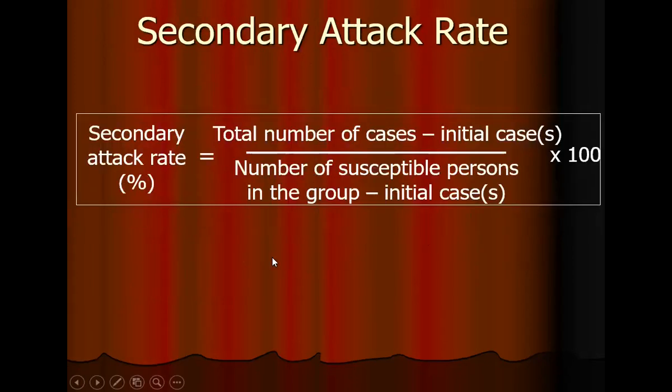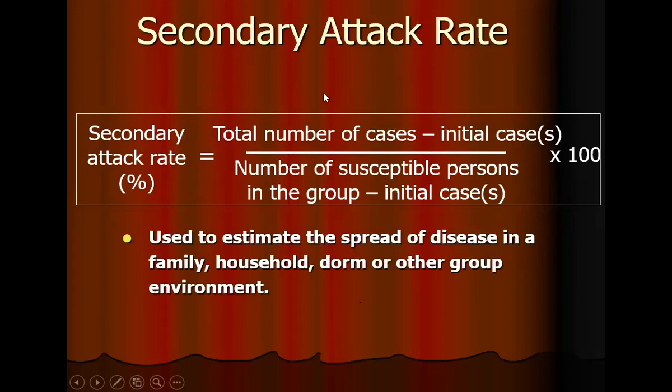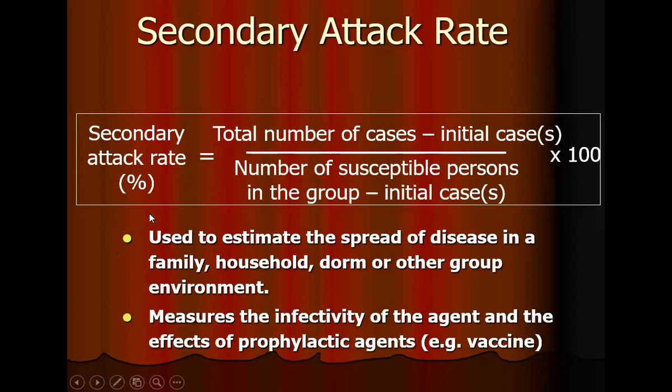Now what is secondary attack rate? The formula for secondary attack rate is total number of cases minus initial cases divided by number of susceptible persons in the group minus initial cases. It is used to estimate the spread of disease in a family, household, dormitory, or other group environment. It measures the infectivity of the agent and the effect of prophylactic agents, if any.